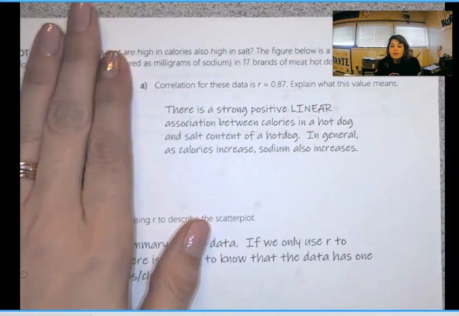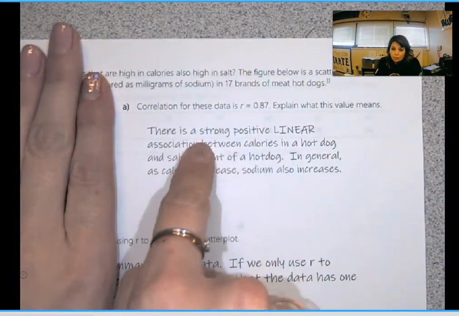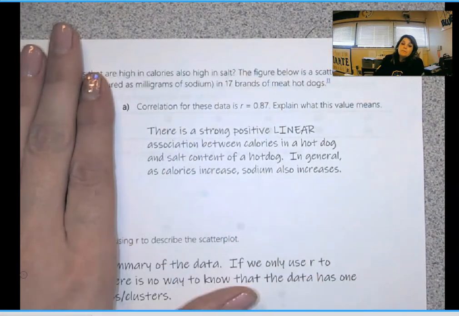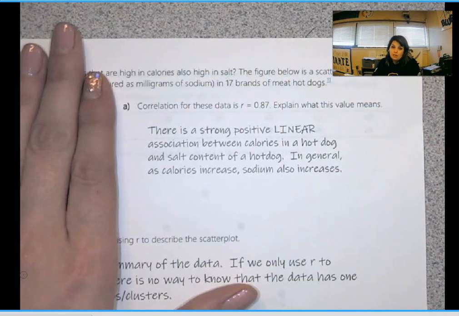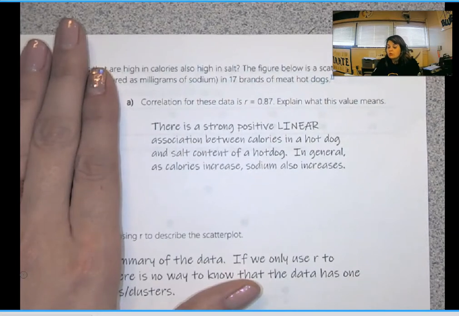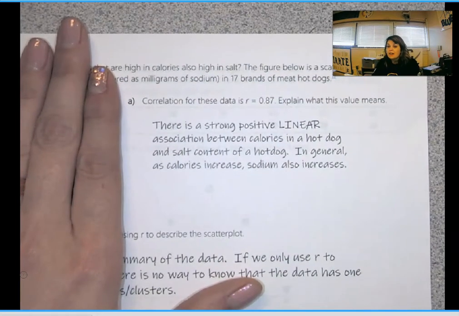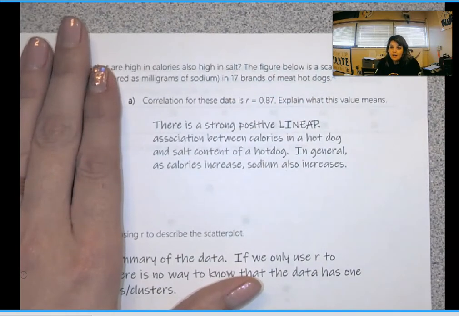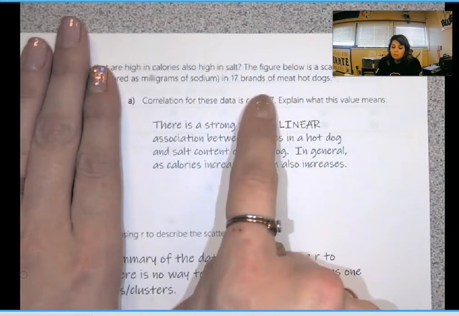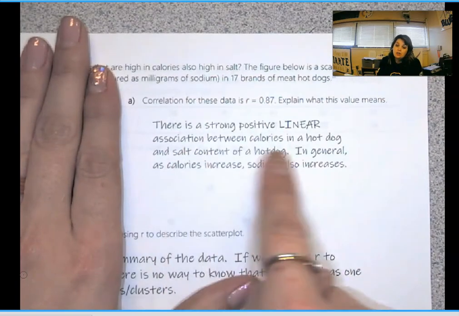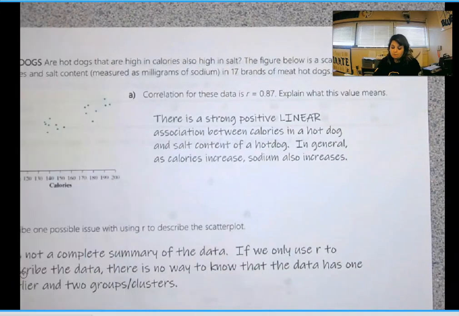They could have just said R is 0.87, and we could have still responded with, wherever this data came from, the scatter plot shows a strong positive linear association between calories in a hot dog and salt content of a hot dog. In general, as calories increase, sodium also increases. So that's one of the important reasons why we do both. We learn how to describe a scatter plot, but then we use the same thing to describe correlation because we can just be given R and know all of this without having the scatter plot.